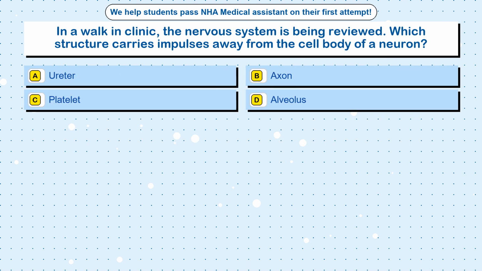Question 33. In a walk-in clinic, the nervous system is being reviewed. Which structure carries impulses away from the cell body of a neuron? Option A, ureter. Option B, axon. Option C, platelet. Option D, alveolus.